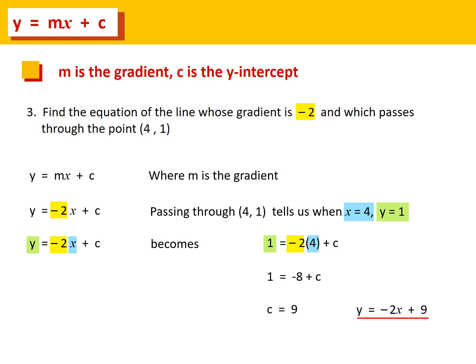So a last recap. The gradient tells us the number of x in the equation, in this case it was -2, and then we substitute our x and y values in order to find the constant c.